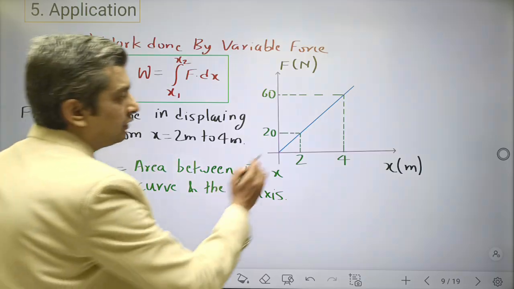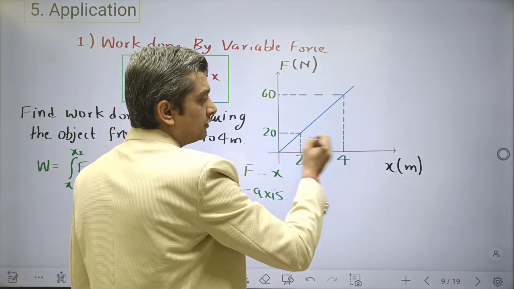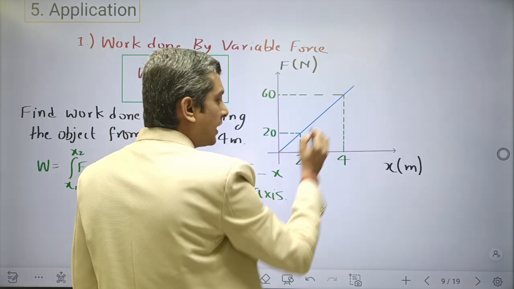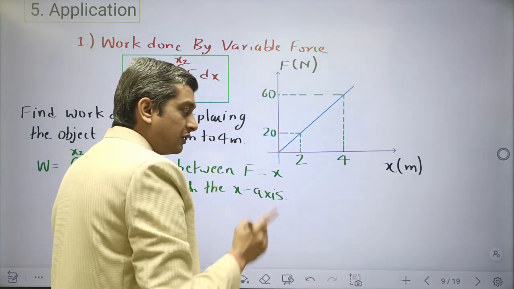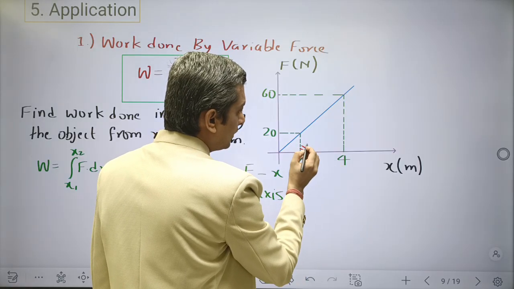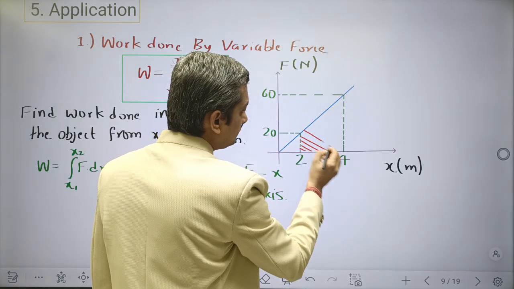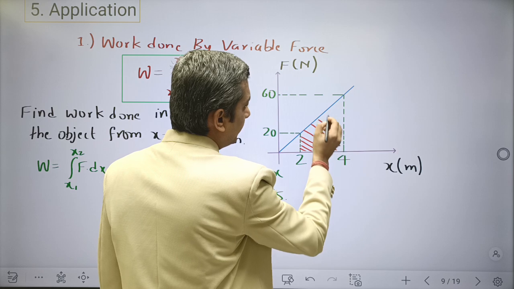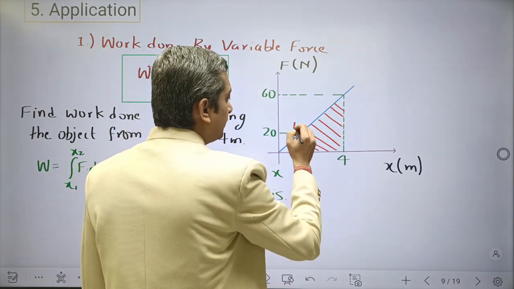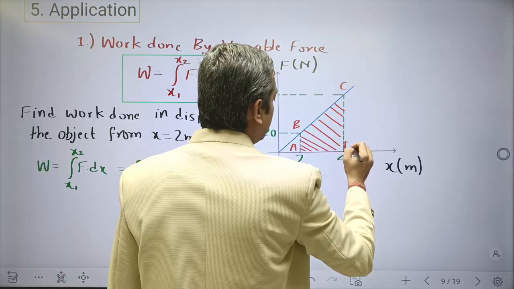That is the area between this force-x curve, isn't it? So the area between this curve and the x-axis, but the limit is from x equal to 2 meter to 4 meter. So this area we need to find, and this is the work. To find this area, I am marking it A, B, C, D.